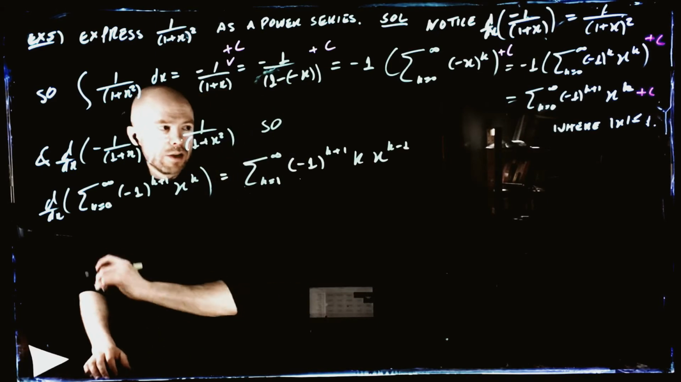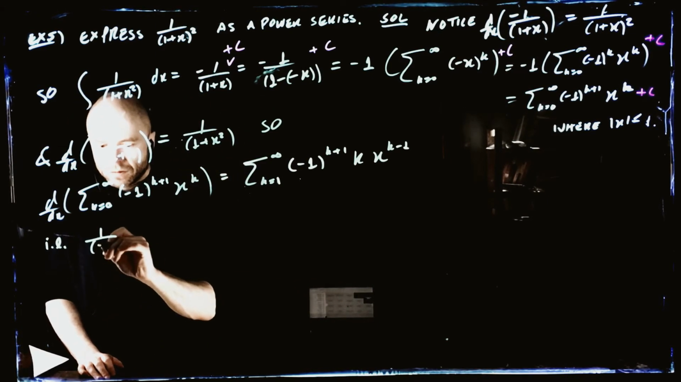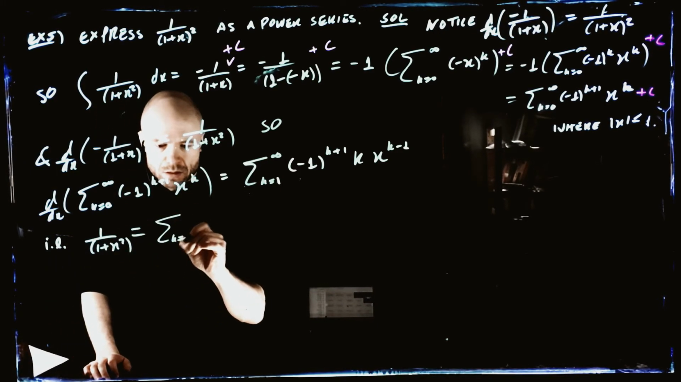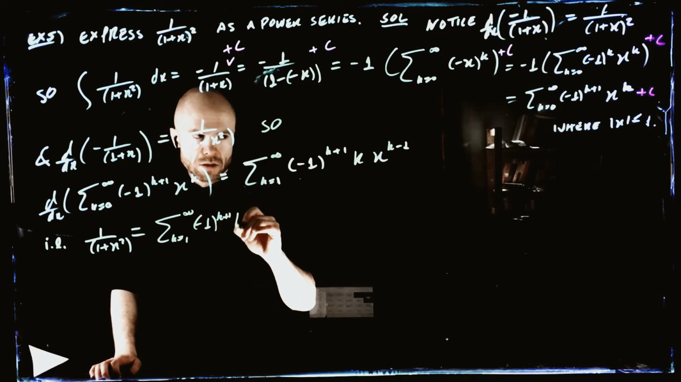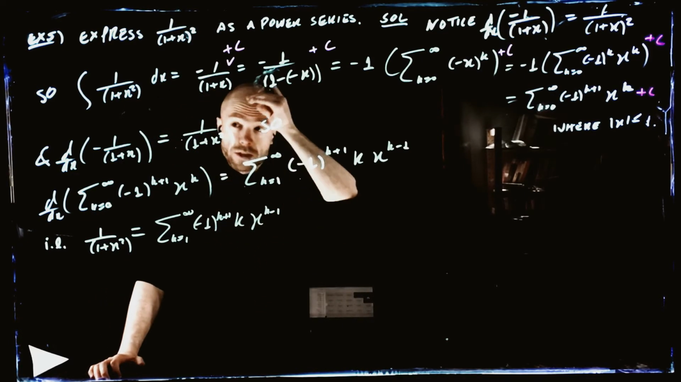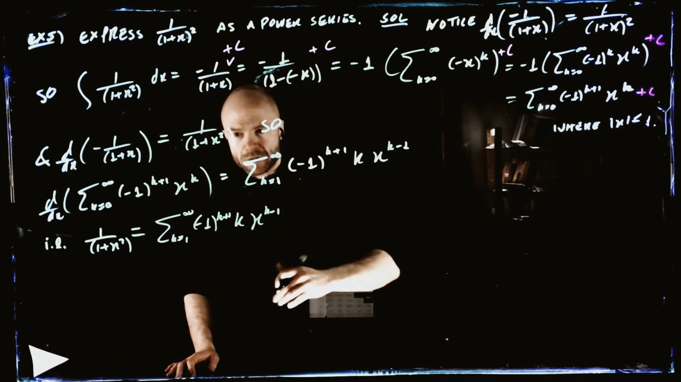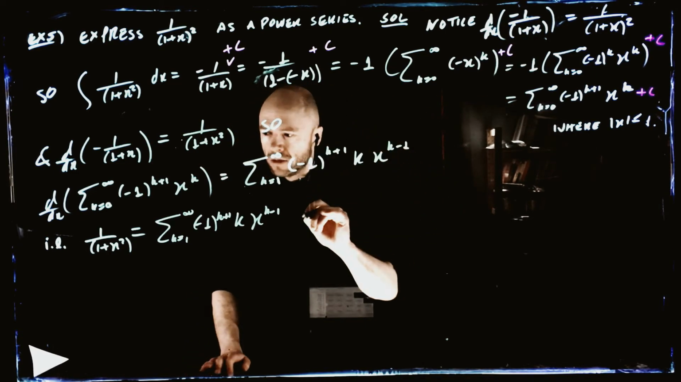Okay, so let's write that as a sentence, i.e. 1 over 1 plus x squared is this guy. And the radius of convergence is the same as the radius of convergence of the thing that we had before, the original power series, right? Which is happening when the absolute value of x is less than 1.